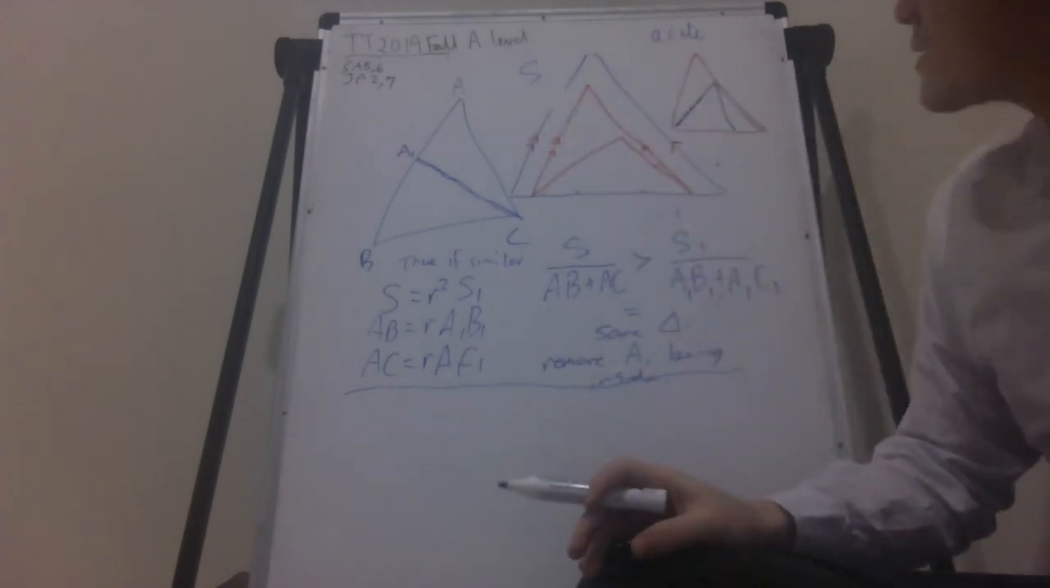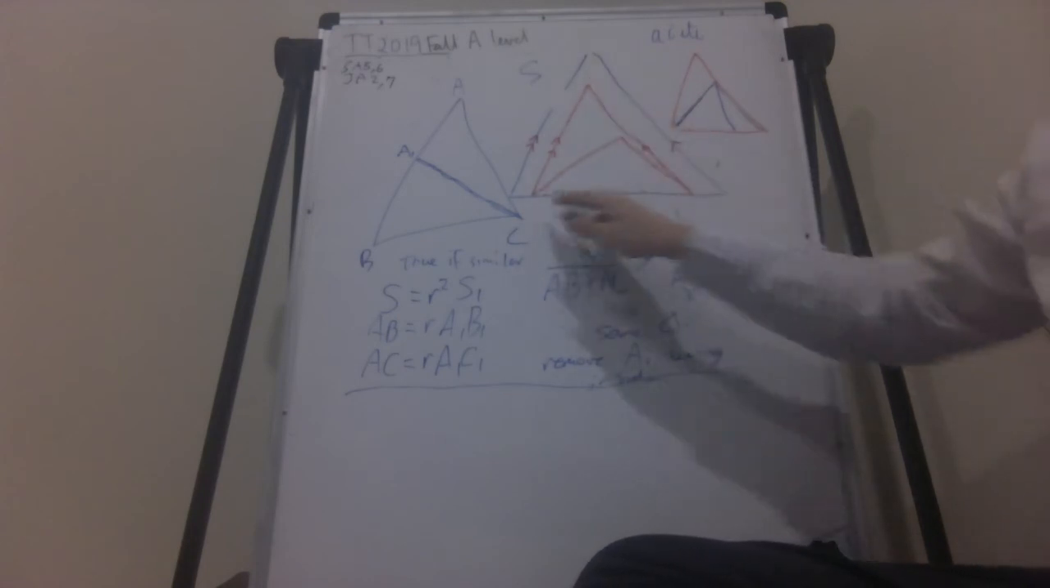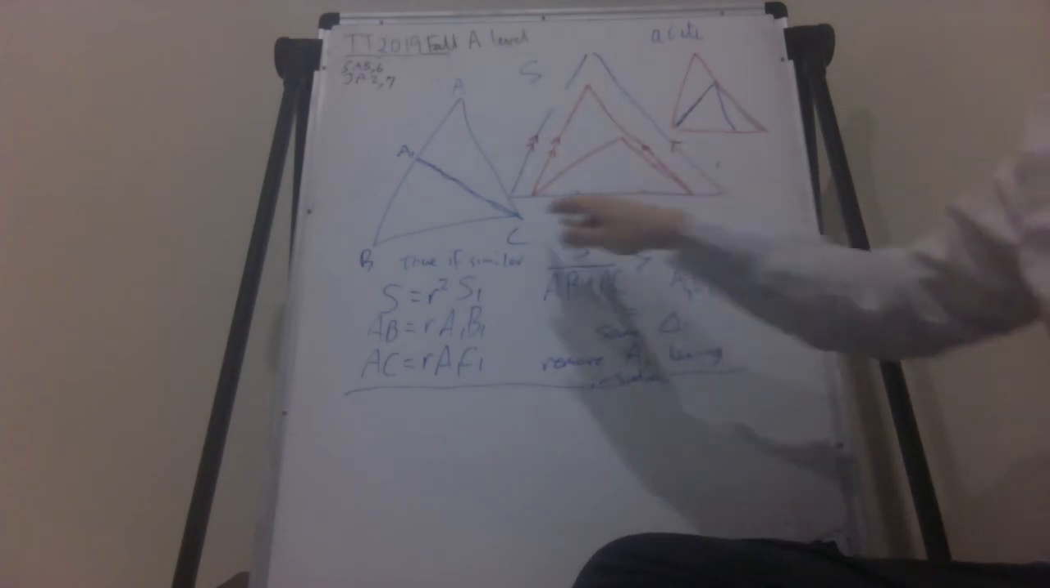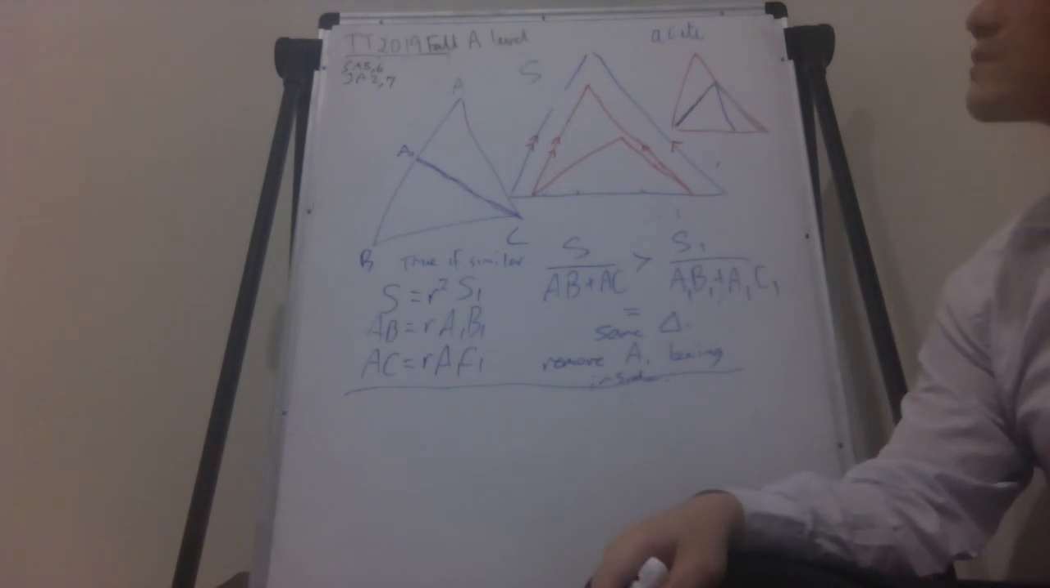That gives you the case where A and B. See, if you draw in the red triangle there, that gives you the case where B and C are the same as B1 and C1, yeah?